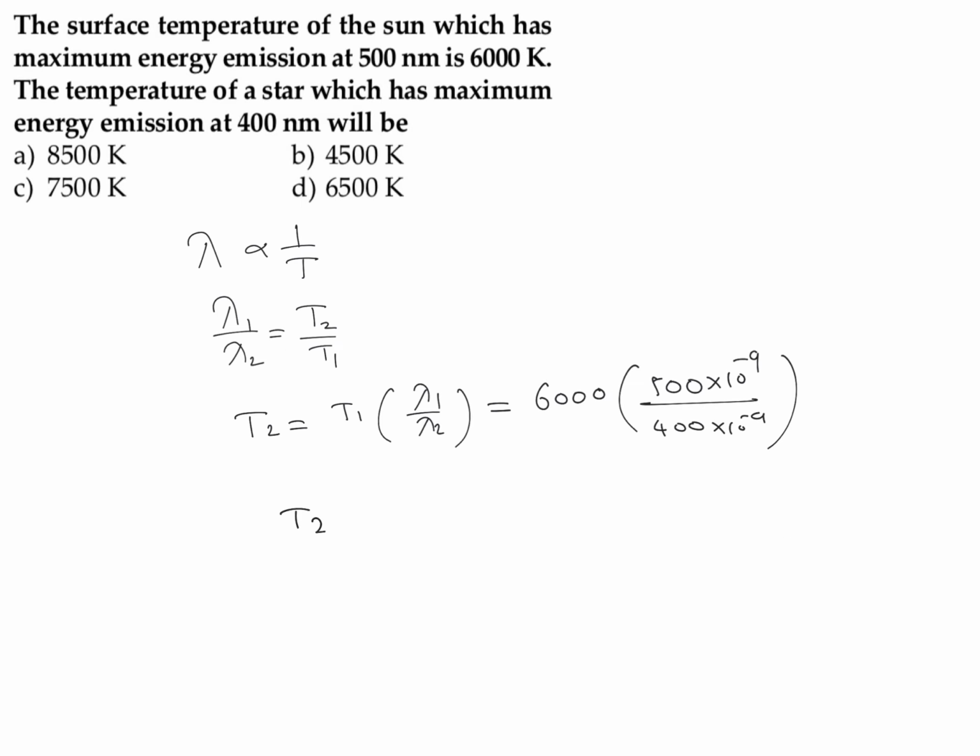So we can find out the value of T2 over here. We can cancel this 10 raised to minus 9 with 10 raised to minus 9, and this 100 with 100. So this will be equal to 6000 into 5 divided by 4, which is equal to 7500 Kelvin.